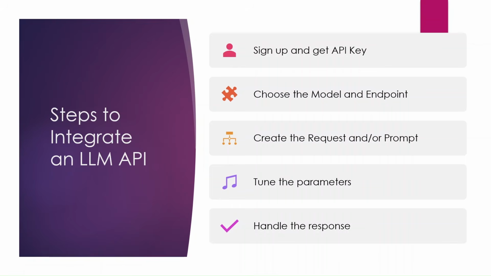So what are the steps to integrate an LLM API? The first step is you get the API key. If it is a paid API, then you have to sign up and get the API key. Then you choose the model, because the product will be offering different models depending on the pricing. So you choose the model, you get the endpoint. Then you create the resource same as any other REST API. It could be a request, it could be a prompt. You send the request by tuning the parameters. The API layer of that product will handle the request, the call will be delegated to the LLM, a response will be returned, and you will handle the response. So on a very high level, it is as simple as that.